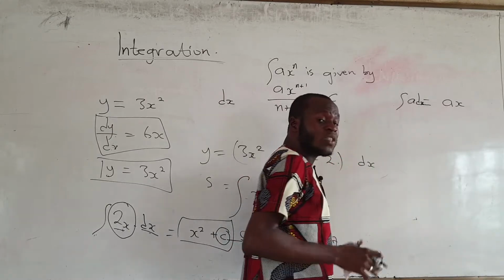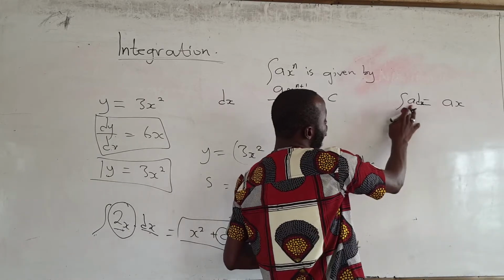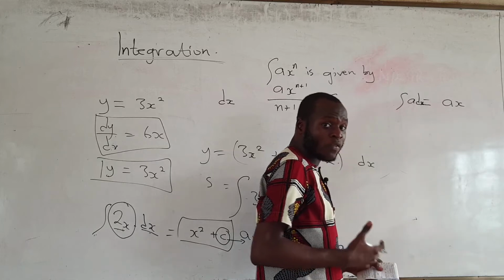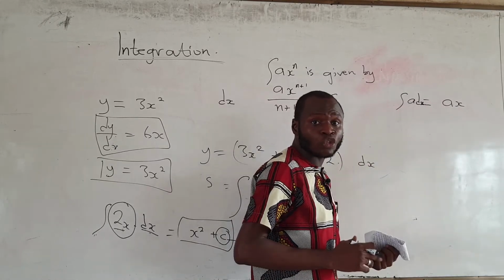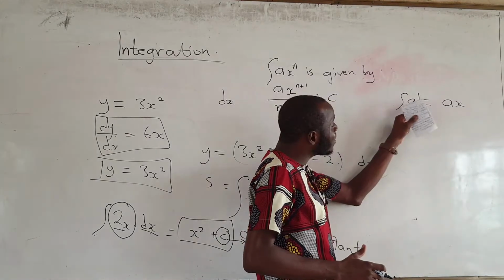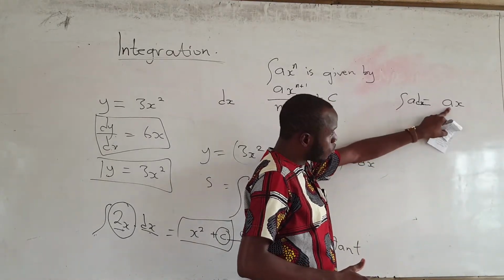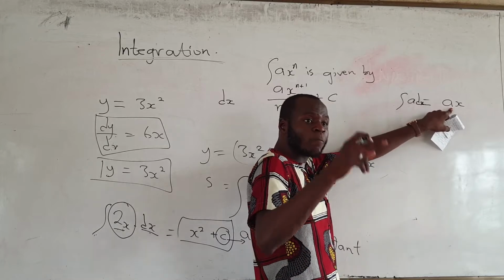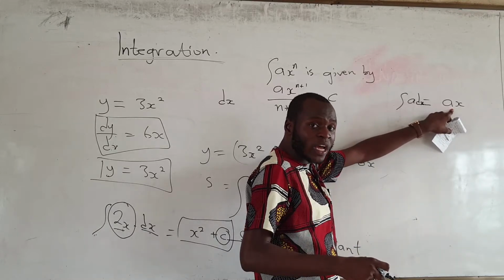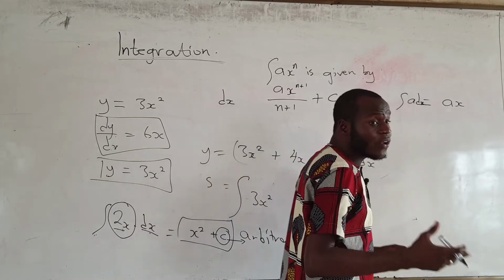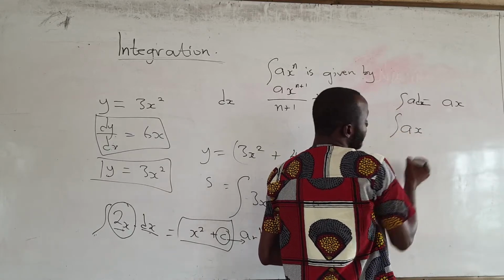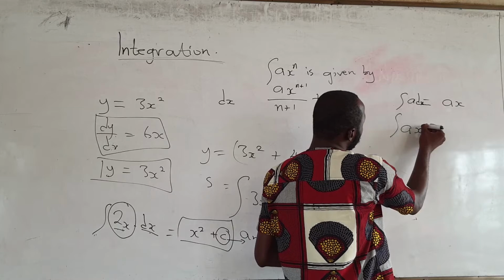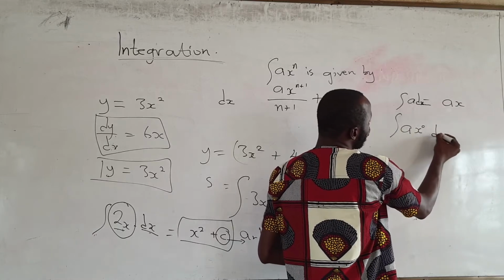Ax. If it were differentiation and you are differentiating a constant, as we learned in our previous lesson, you will be obtaining what? 0. But when we are integrating a constant, you get that particular constant times the variable that we are integrating with respect to. The reason is we assume that this a is attached to x, but that x is to the power what? 0.